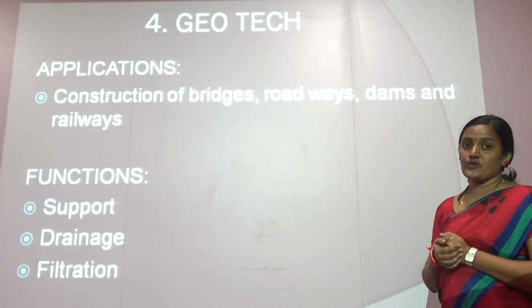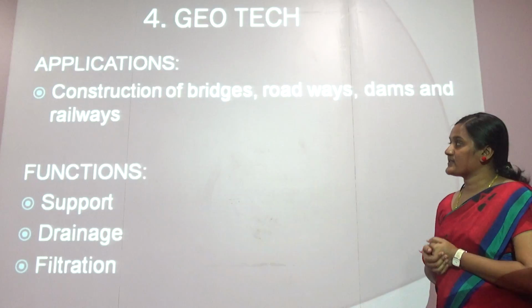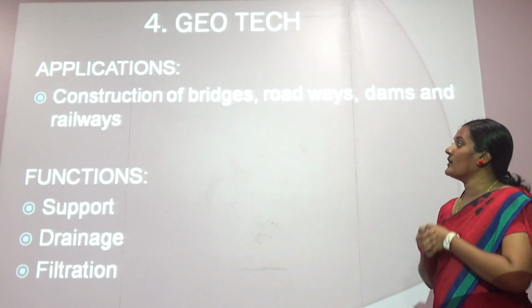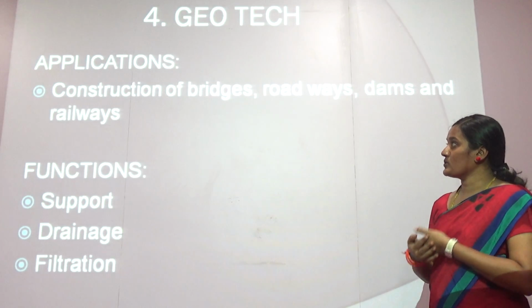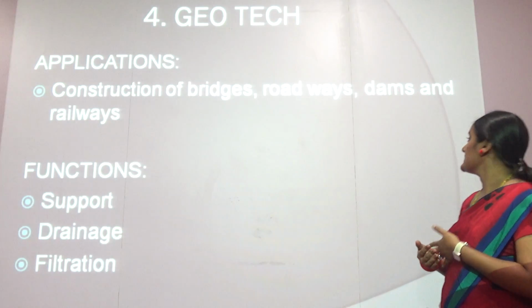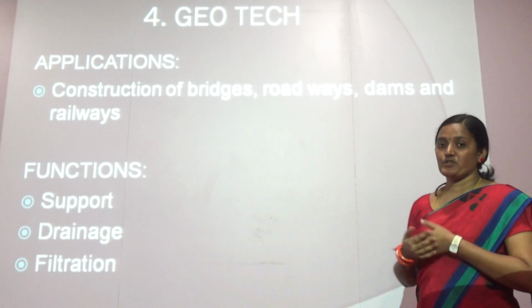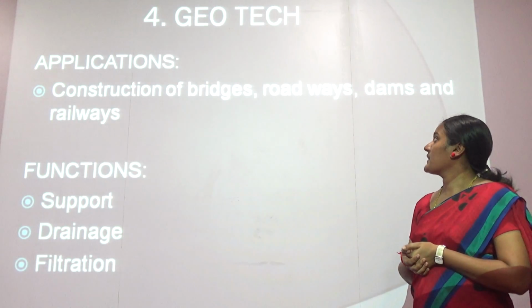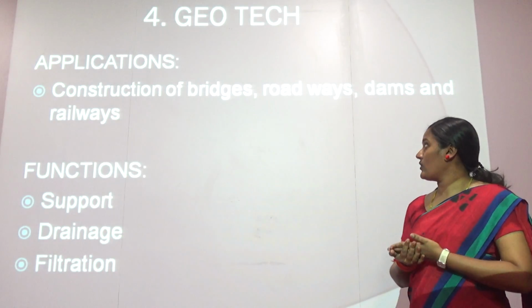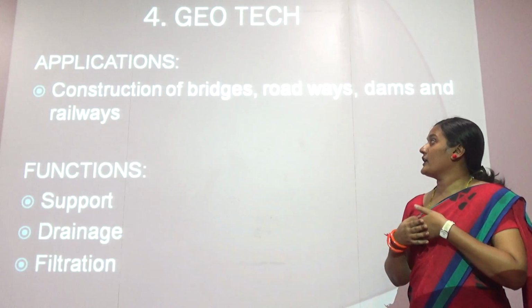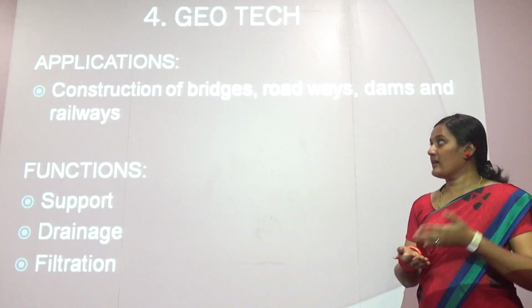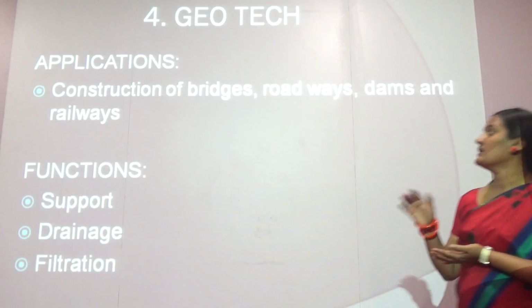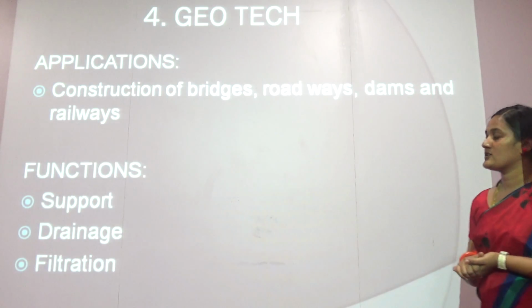Geotech is also called geotextiles. These are textile materials used in the application of geographical areas. The geotextile materials are used in the construction of bridges, roadways, dams and railways. In roadways, the geotextile material helps to protect the roads from erosion. As we all know, roads get damaged by erosion. So in order to protect them, the geotextile material is laid under the tar, and another layer of tar is applied over it, so that the roadways are protected from soil erosion.